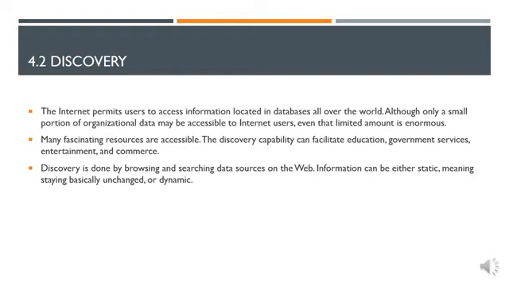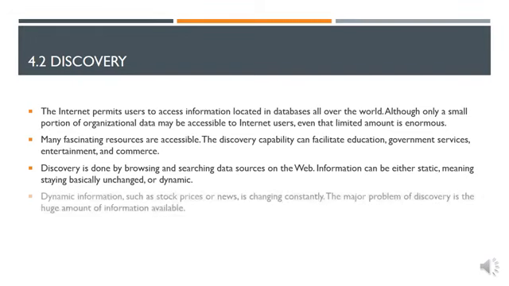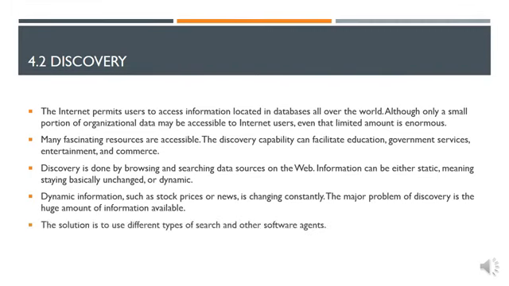Information can be either static, meaning staying basically unchanged, or dynamic. Dynamic information, such as stock prices or news, is changing constantly. The major problem of discovery is the huge amount of information available. The solution is to use different types of search and other software agents.